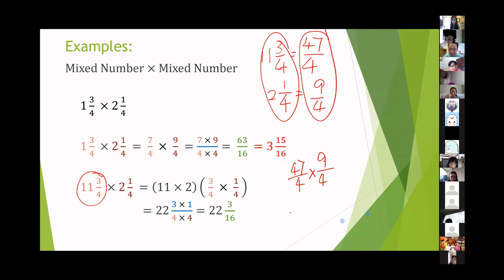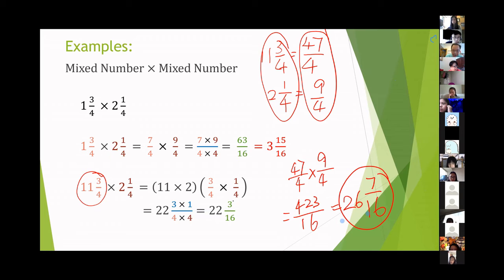Wow, very big number, right? I need a calculator. 47 times 9 equals 423 over 16. The answer is, sorry, wait. 423 divided by 16 equals 26 and 7 over 16. Okay, so it is not the same.